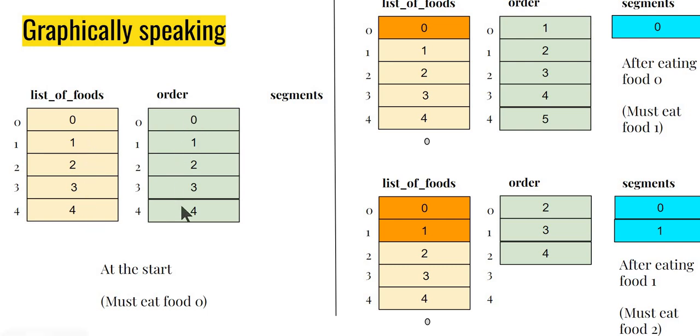But there is no compulsion. I could have this jumbled up. So I might say, for example, food 4 must be eaten first, right? This could be any order. Like I said, any algorithm can be used to create this list. But right now we'll keep it this way.